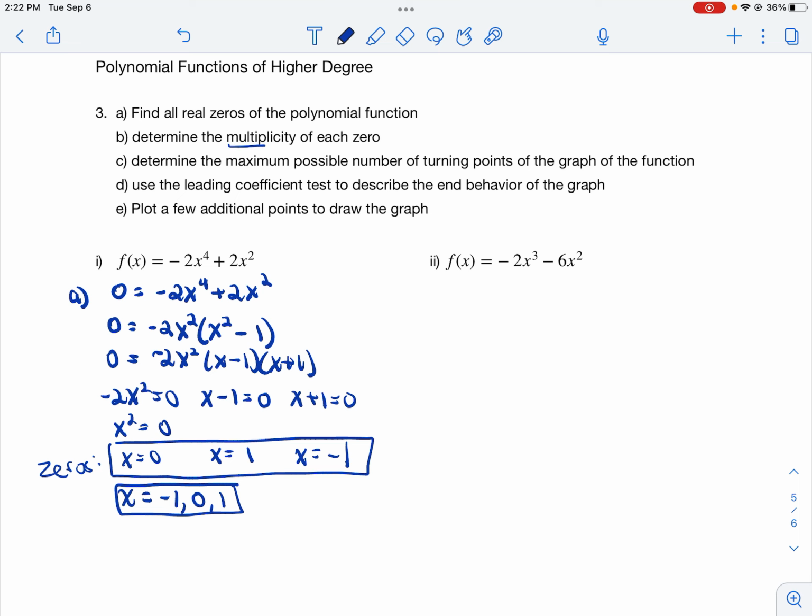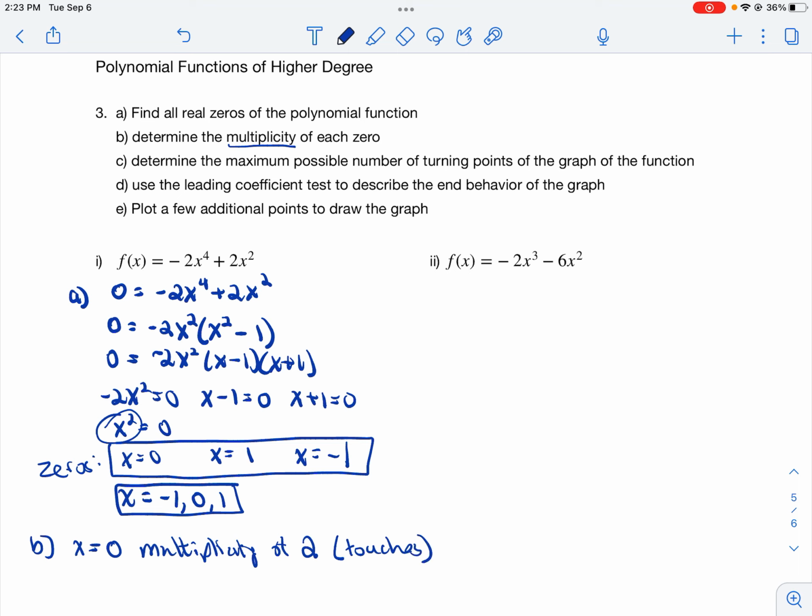Now it asks you to describe the multiplicity. So notice here I had x squared. So I have a multiplicity of 2 because the x is raised to the second power on this one. So for B, x equals 0 has a multiplicity of 2. Now, what does that tell us? A multiplicity of 2 is an even. Remember, even tells us it's just going to touch the x-axis.